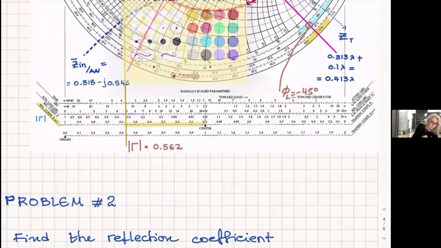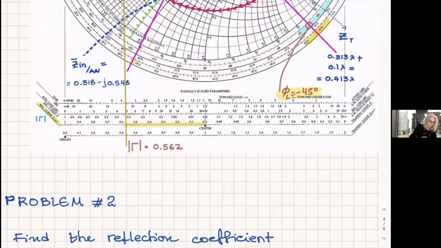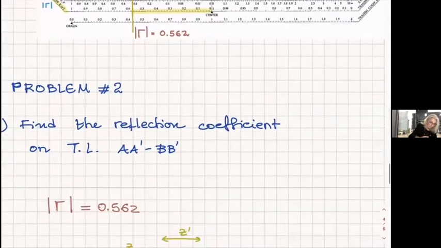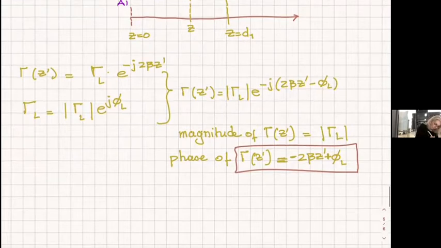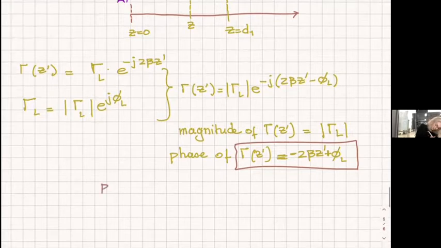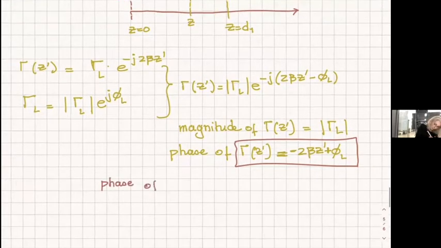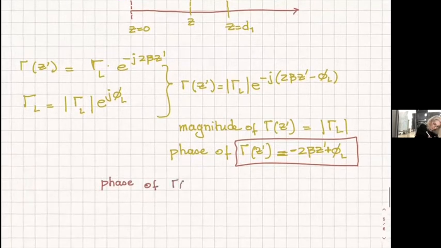That is extremely important if I want to find the phase of the reflection coefficient. So now I can say that the phase of gamma at z prime is equal to minus 2 beta z prime minus 45 degrees. Now I can find it by adding the phase, and the part that has z prime, I can find anywhere on the line.